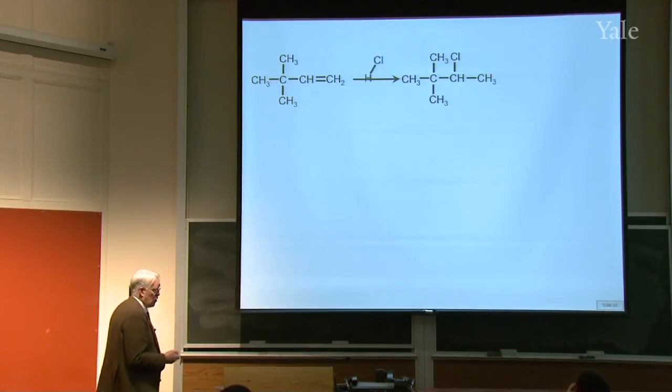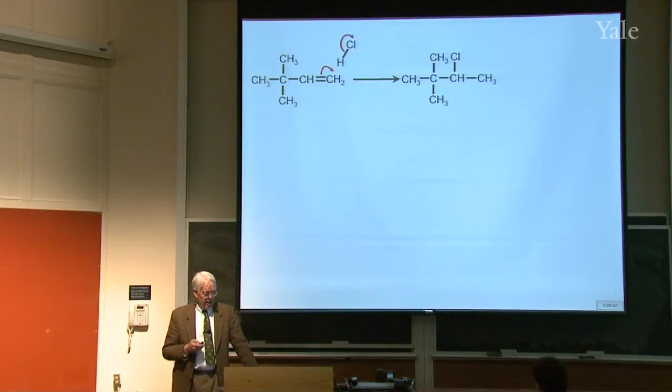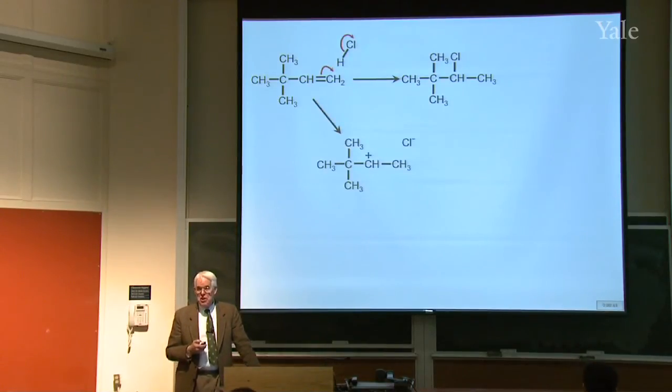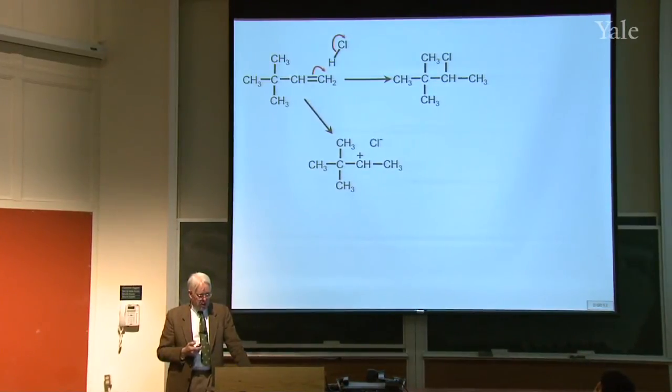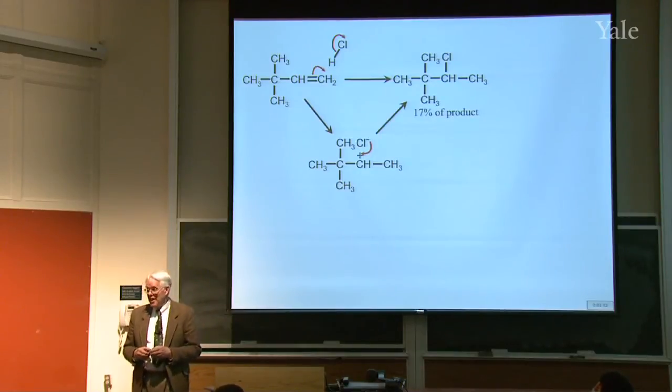And why? Of course, what we would expect is that it would be attacked, right? And this would give the more substituted cation rather than attacking the central carbon and having the primary cation as the intermediate, right? Then chloride goes over and forms a new bond, and you have the product. So that's Markovnikov addition. Okay. However, that's only 17% of the product.